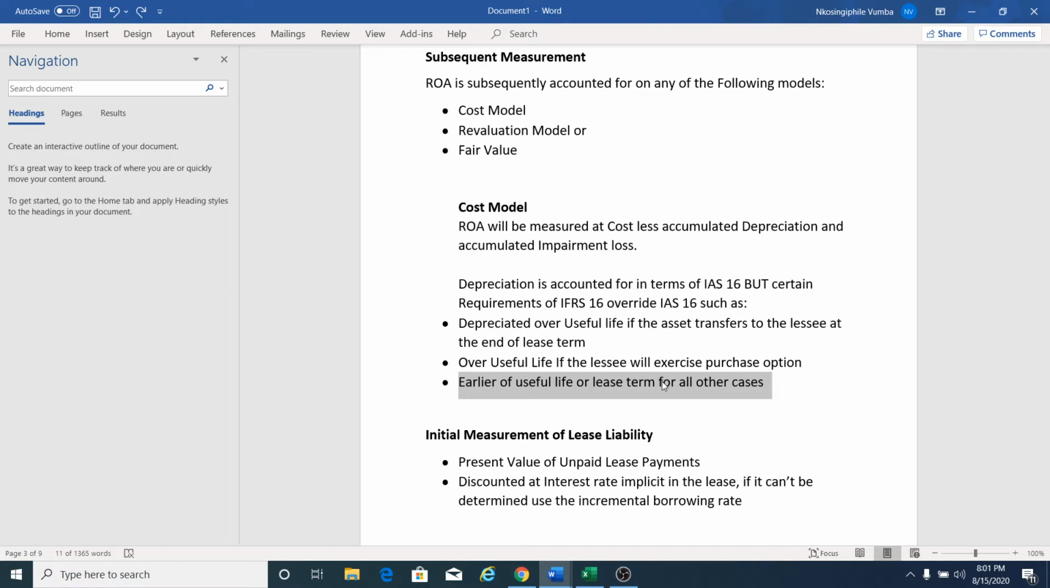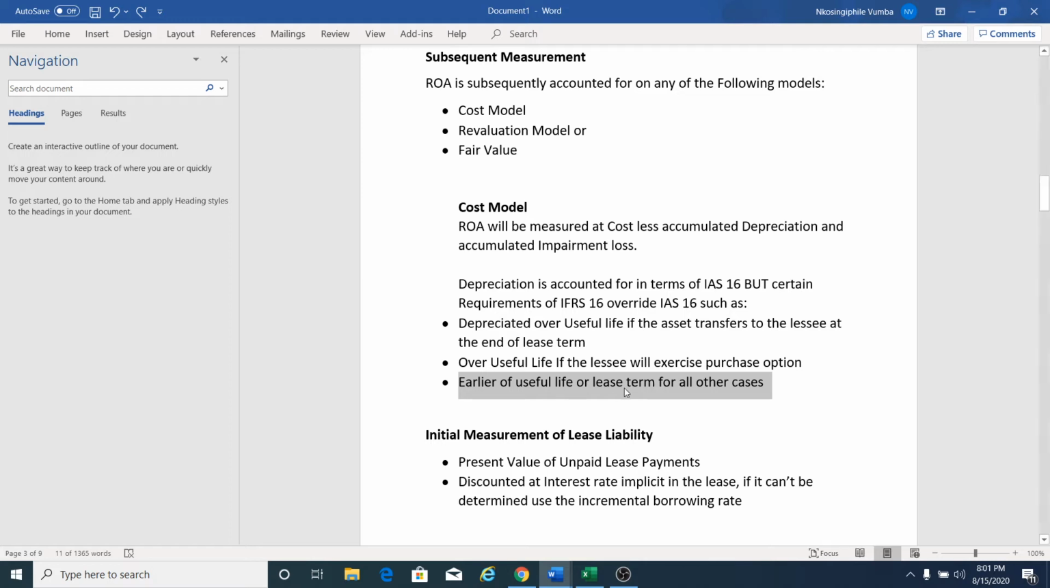You expect that you will own the asset at the end of the useful life as the lessee, okay, and the useful life of the asset is actually 3 years, okay, and the lease term is 5 years, of which I don't see that happening, okay.